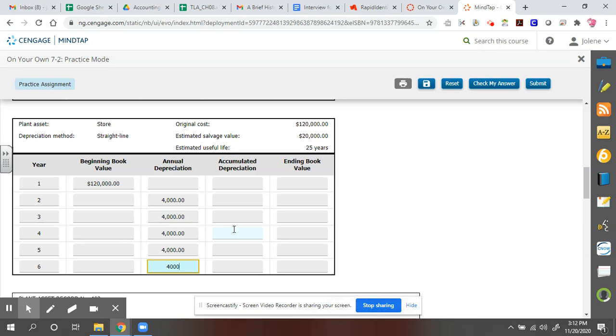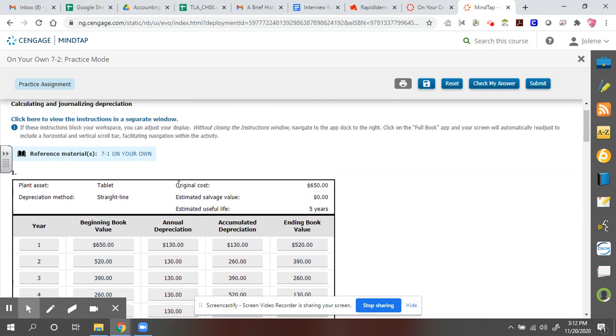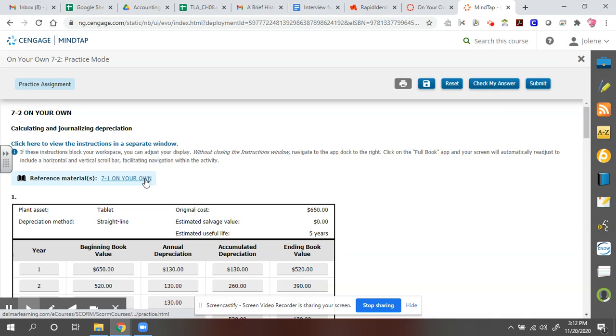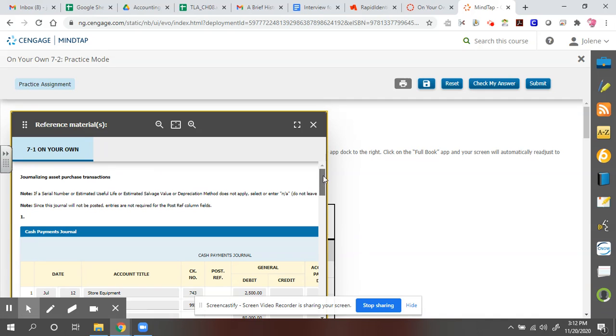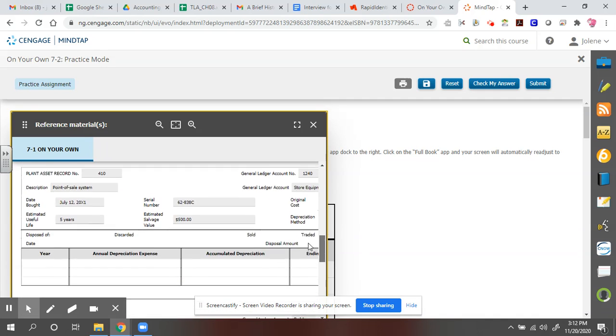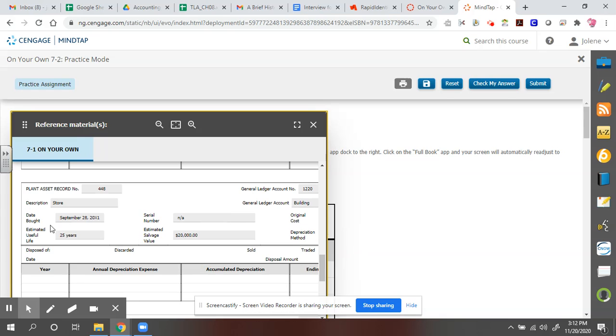Here's the thing. We got to find out when they bought it. Did they buy it in January? If so, then this first one will be $4,000 as well. Okay, we got to see when they bought the building, when they bought the store. So let's go back up to this information here from 7-1. And we're going to come down to the store. In the store, we see that they bought it the end of September. So they actually got to use it October, November, December. They only got to use it 3 months, October, November, December of that first year.